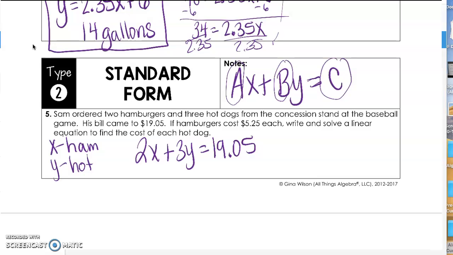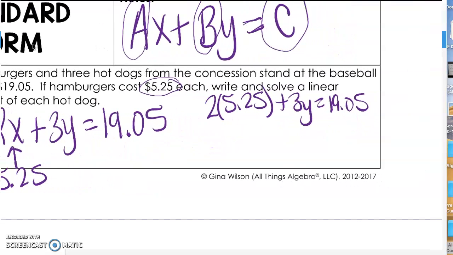Then hamburgers cost $5.25. So hamburgers was the x. So then you're going to put $5.25 in for x and then solve for y. Again, some of you can do this without showing a whole lot of work, but I'll write the whole thing out. So that is how you would set that up. 2 times 5.25 plus 3y is equal to 19.05. So that would be 10.50. Again, some of you would be able to do that without actually writing that step out, which is fine. Basically, you need to know that you spent $10.50 on hamburgers.